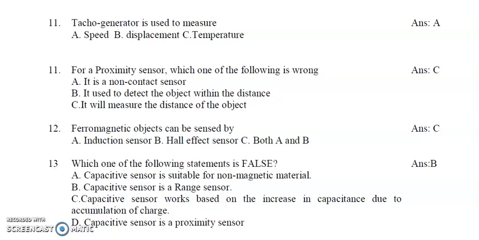So the only wrong or false statement in this is B. The capacitive sensor is a range sensor. I already gave you the difference between the proximity sensor and range sensor. This is a proximity sensor. So capacitive sensor is a proximity sensor. Obviously it cannot be a range sensor.